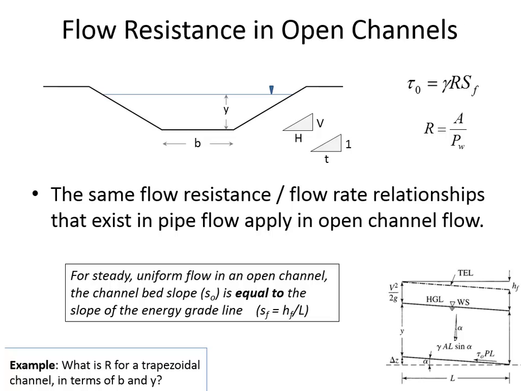So what's the area of this trapezoid? Why don't you try and figure that out on your paper there? What is the area, the cross-sectional flow area of that trapezoid? I'll give you a minute to think about that.